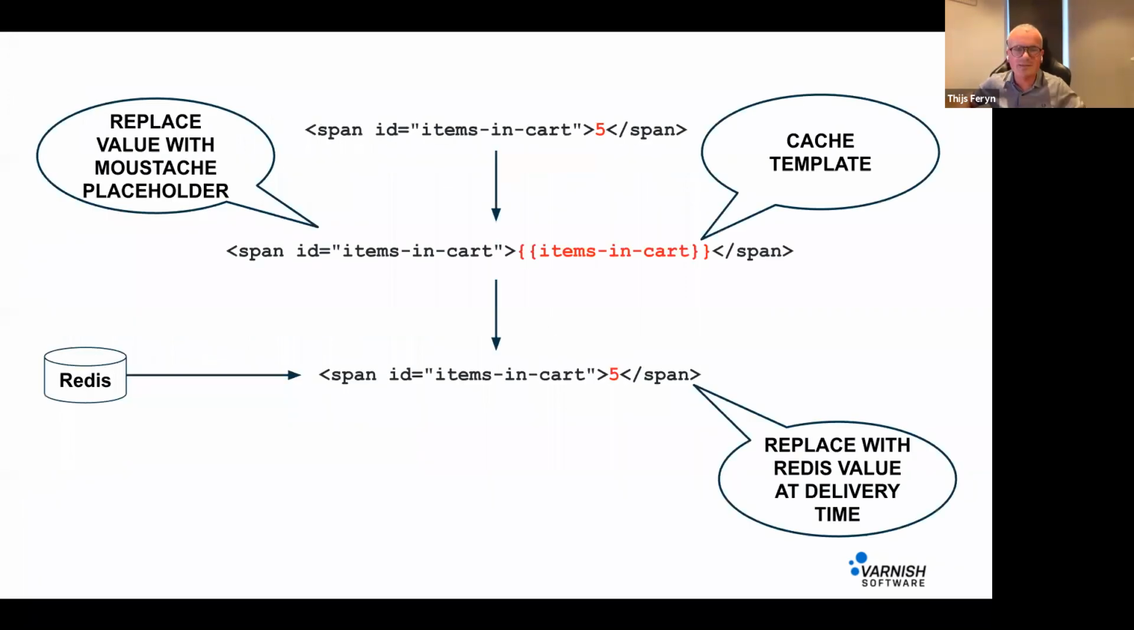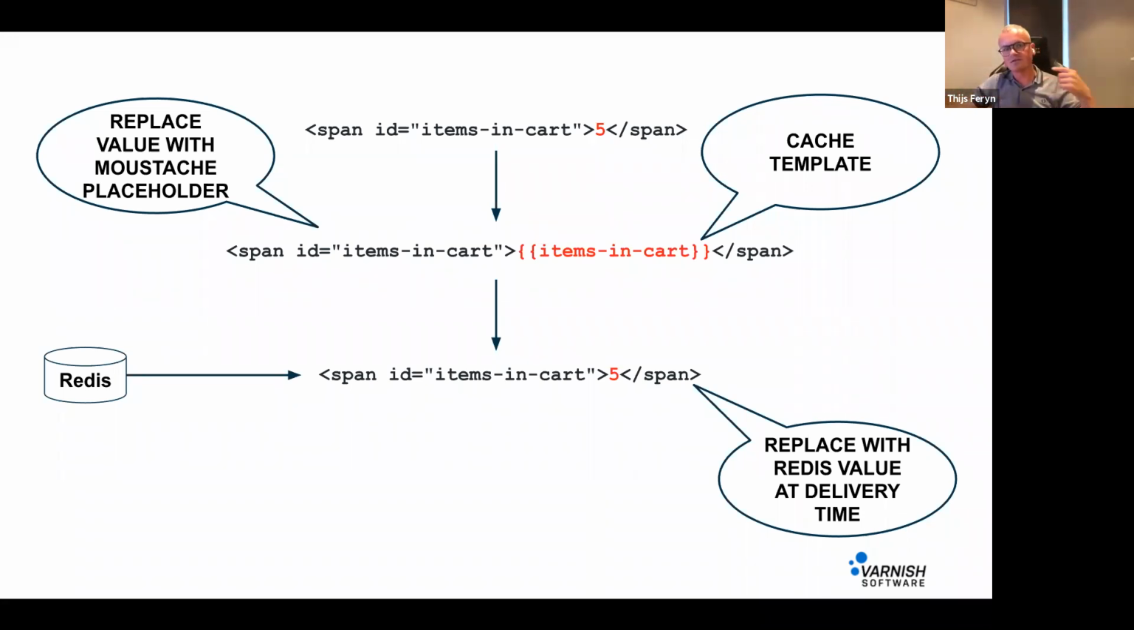So here's a diagram of what happens. On top, you see that span item, that HTML item that came from the origin, that says there are 5 items in Alexander's shopping cart. He's been busy shopping, there are 5 items in there. But we don't want to cache this because it's highly personalized. So we replace it with a mustache placeholder. For those of you who are web developers, Mustache is a very popular templating system that uses curly braces as a sort of handlebar syntax. We turn it into items in cart, and we cache that because that's the template. And we're sure we can cache this.